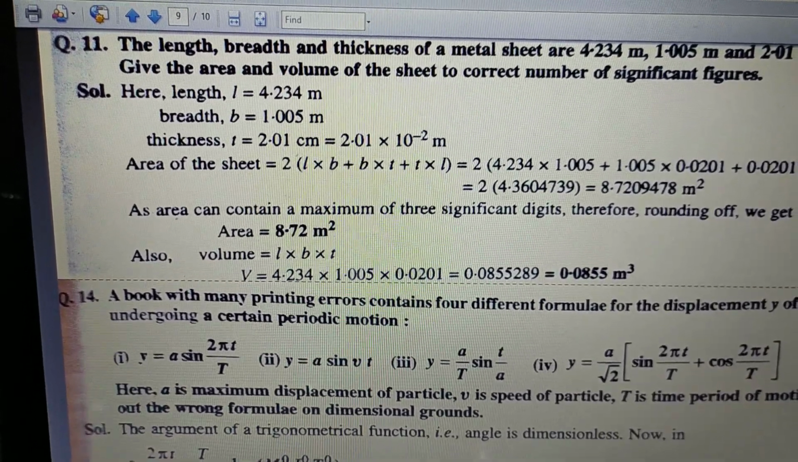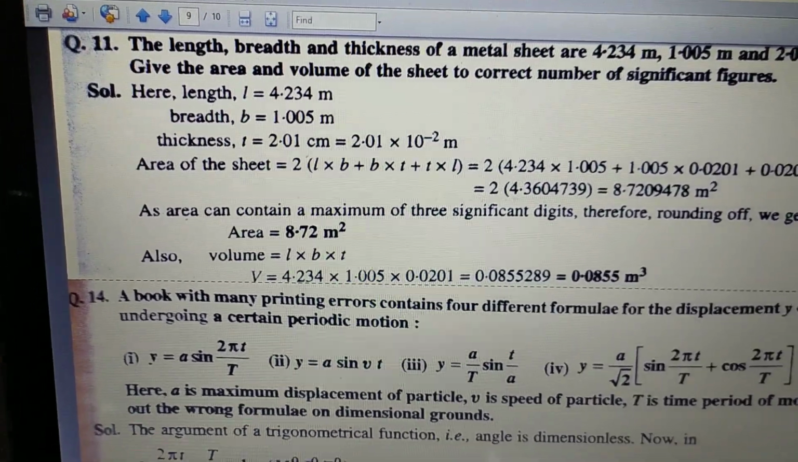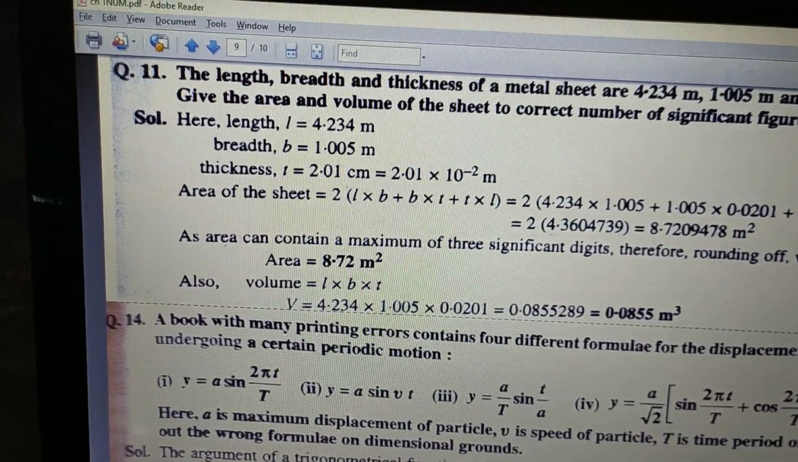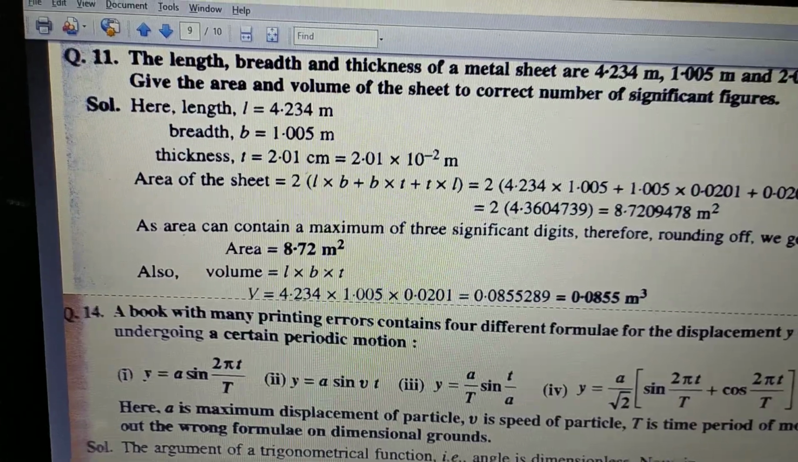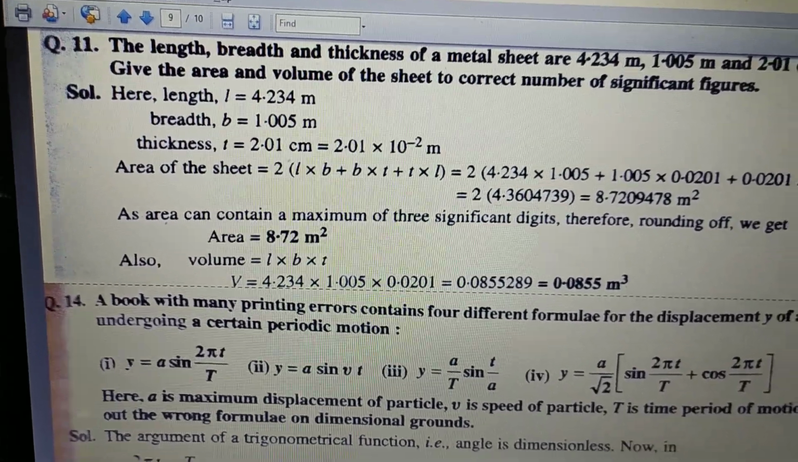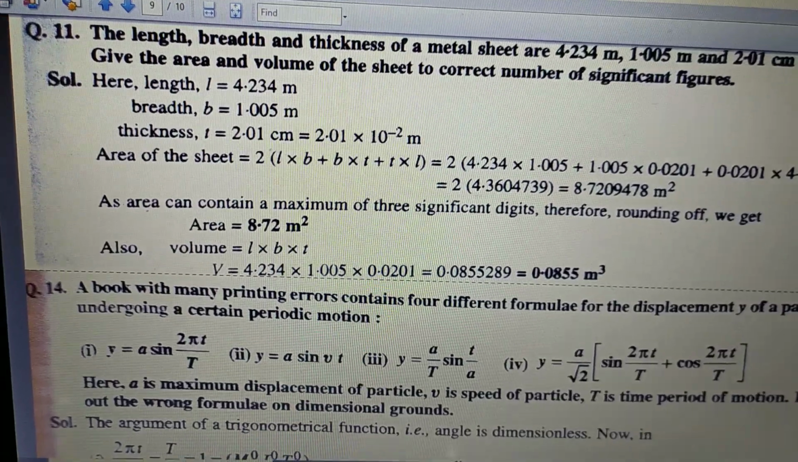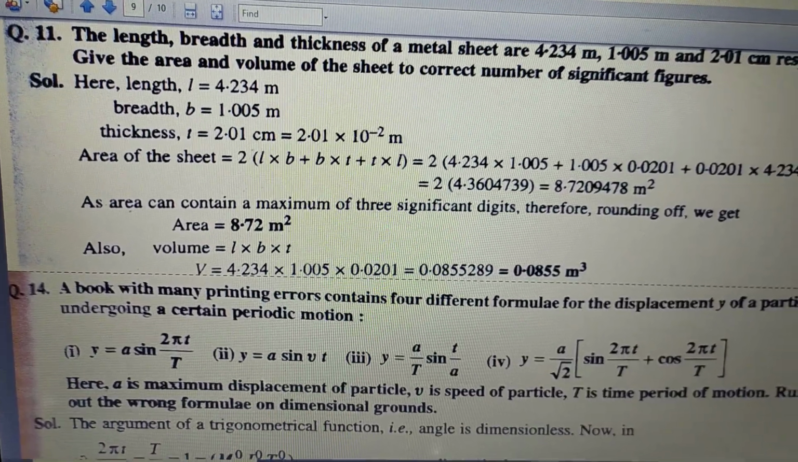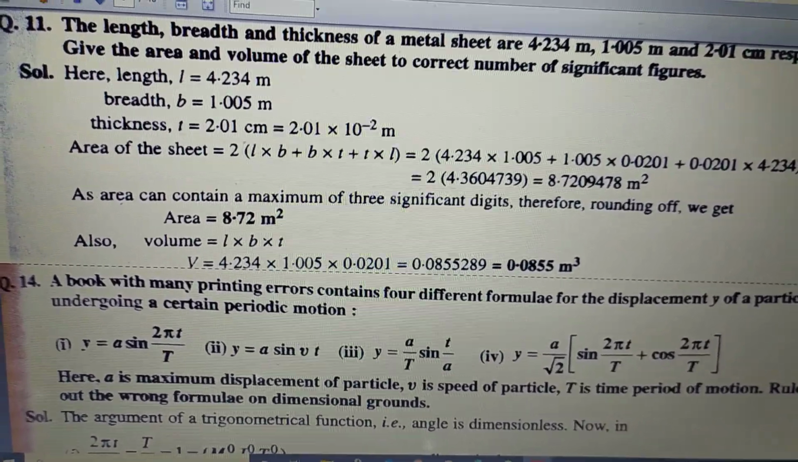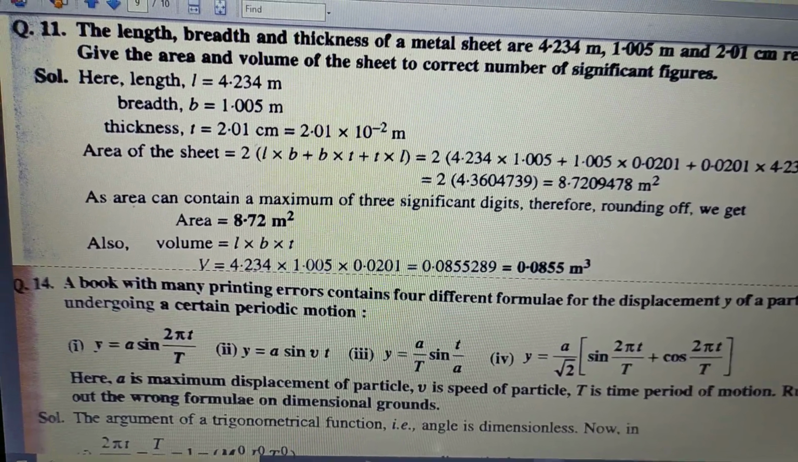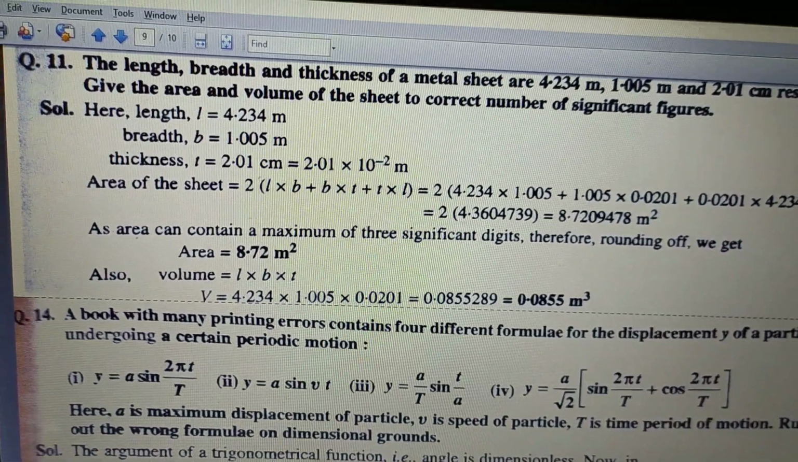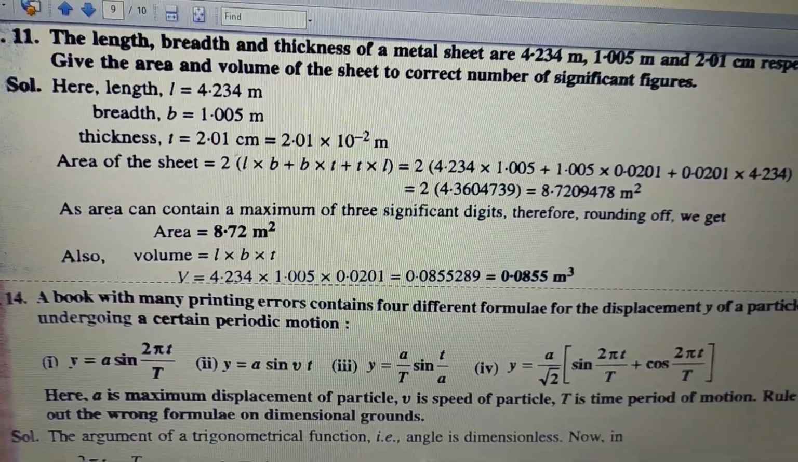Now we have to find this area up to the correct number of significant digits. How many significant digits do we have to take? There is a rule when we are multiplying 2 or 3 numbers. How many significant digits do we take in the result? That is the minimum number of significant digits that any value has. Now the minimum number of significant digits is held by thickness, that is 3. So the area will have 3 significant digits. So we can round off this result up to 3 significant digits, that is 8.72 meter square.